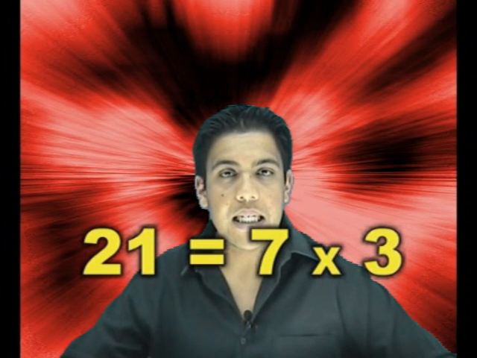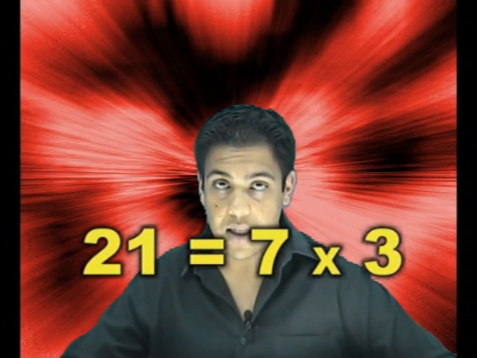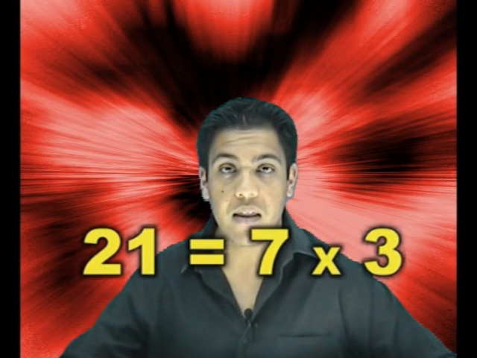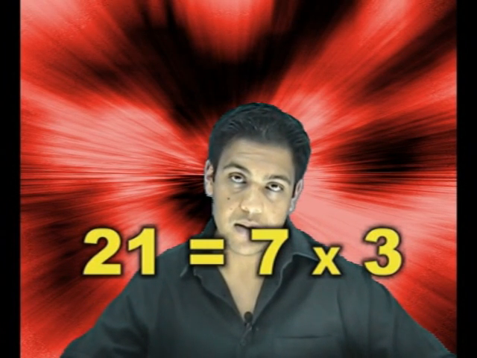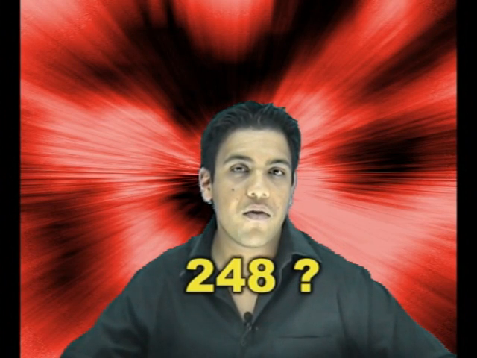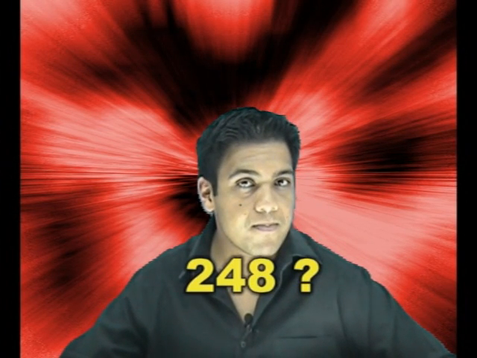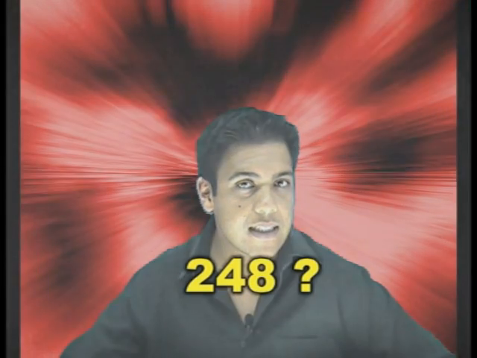Now, let us start by looking at a few complex numbers and breaking them into prime numbers. Let's start with the number 21. 21 is equal to 7 times 3. Both 7 and 3 are prime numbers that are factors of 21. That was pretty easy. Now think about this one, the number 248. Not an easy one, is it?